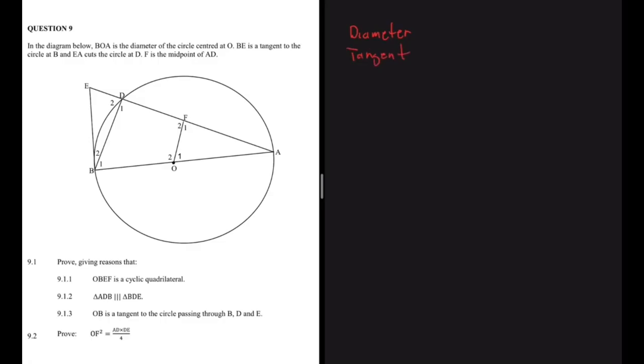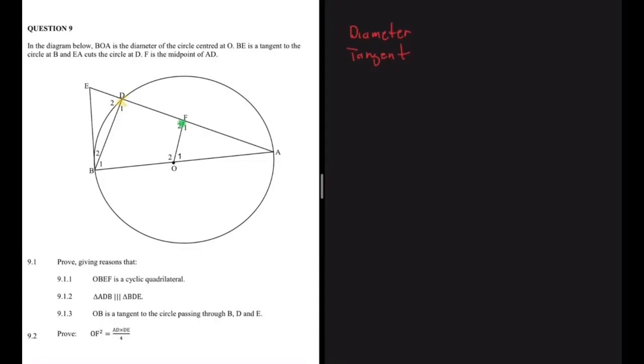Now let's go on and see what else we have. We are told that EA cuts the circle at D, right? And then F is the midpoint of AD. So let me show you what we're talking about. So EA cuts the circle at D, and then F here is the midpoint of AD.